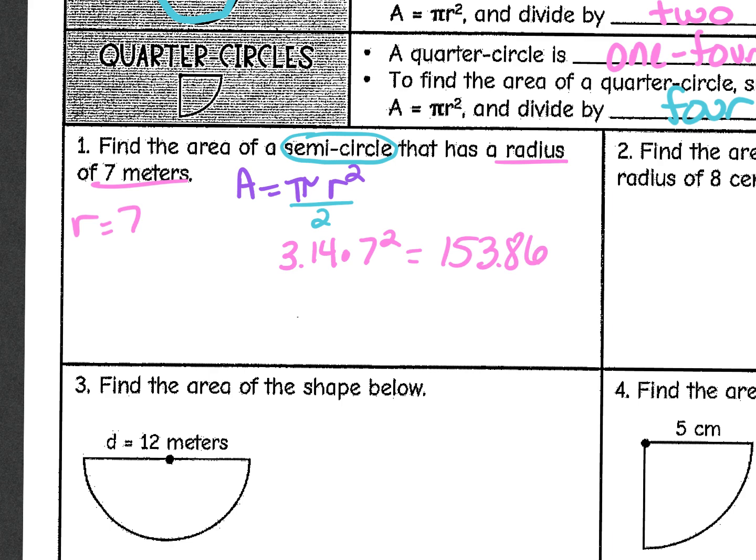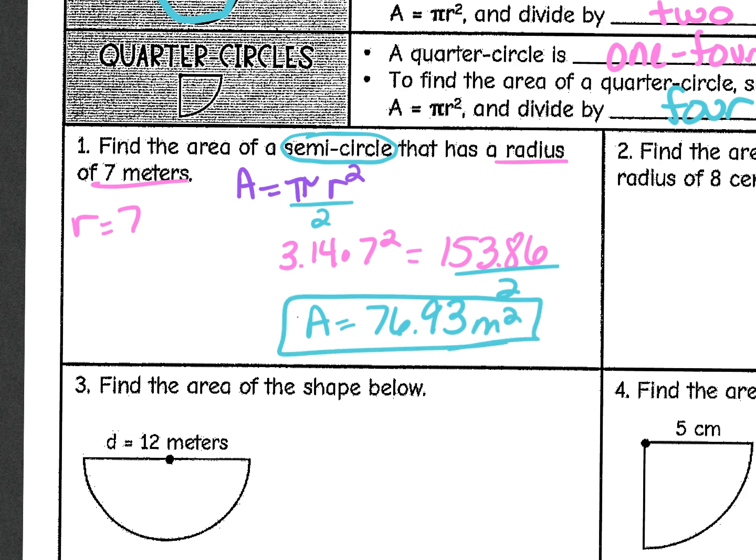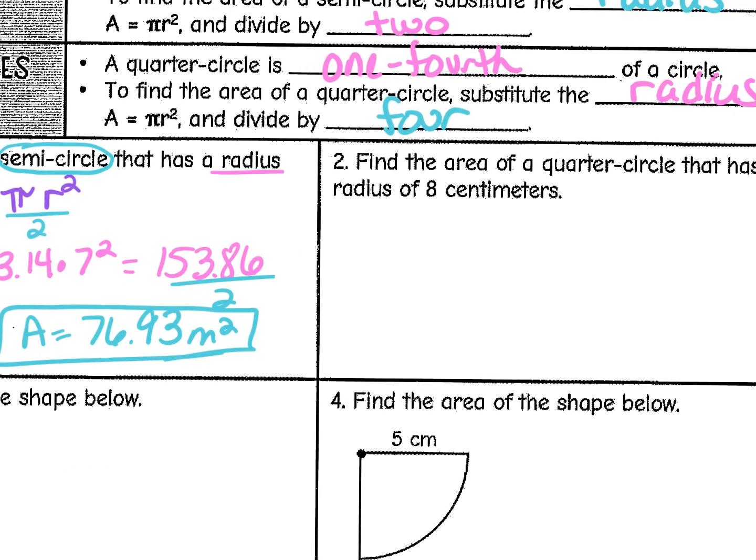153.86. And then what I like to do, since it's a semicircle, is take this and divide it by 2. So the area is going to be 76.93, and that's square meters because we're still talking area. You can set up a fraction button, do 3.14 times 7 squared, and then put 2 underneath if you want. I generally do it step by step.